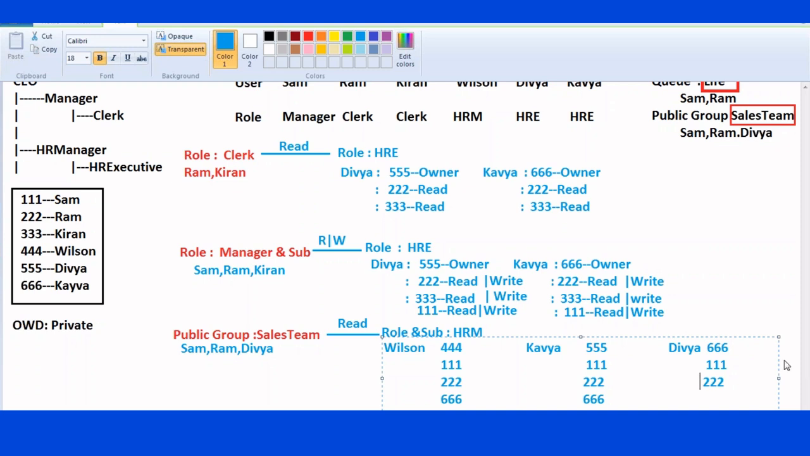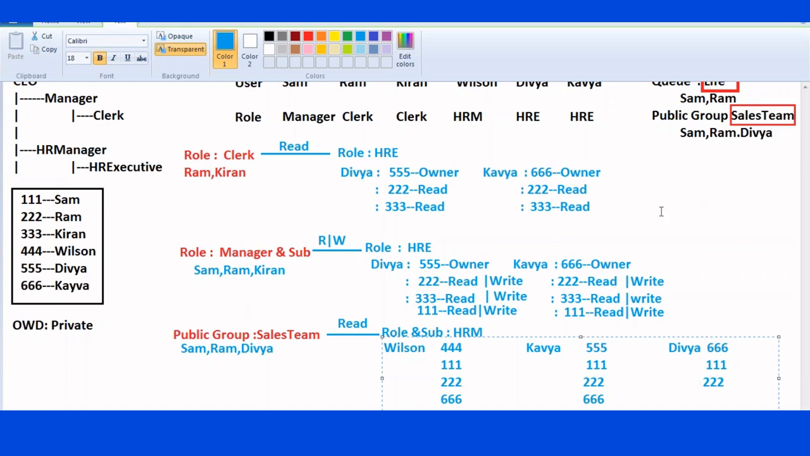Check that number, Kavya 666, right? Come again. You mentioned Kavya 555, Divya 666. I didn't get you. So Wilson 444 you mentioned, Roland sub HRM. Okay, but Kavya's record is 666, right? Records owned by the users who belong to public group sales team.